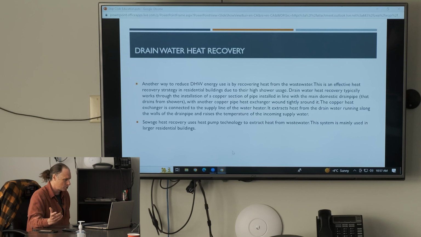It extracts heat from the drain water running along the walls of the drain pipe, and it raises the temperature of the incoming supply water. Sewage heat recovery uses heat pump technology to extract heat from wastewater. This system is mainly used in larger residential buildings.